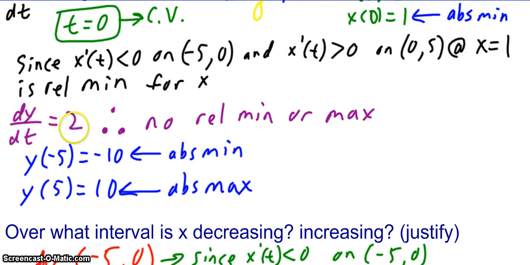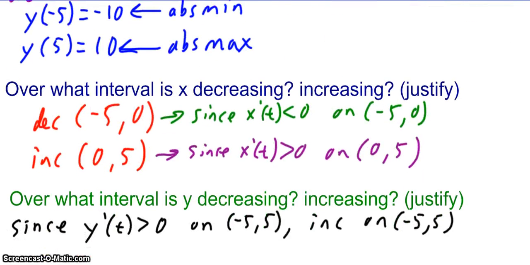Dy dt was 2. Therefore, there is no relative min or max. It's increasing the entire time. But we can do absolute mins and maxes. So when t is -5, y is -10, so that is an absolute min. When t is +5, y is 10, so that is an absolute max for the y values.